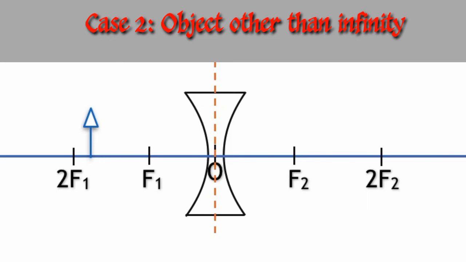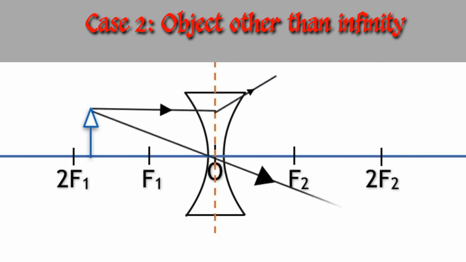Consider an object in contact with the principal axis, and from the top point we have to consider any two light rays. The first one we can consider parallel to the principal axis. Then after refraction, it seems to be diverging from the focus f1. And the second light ray we can consider is directed towards the optic center, and that will move without any deviation. So here we can obtain a virtual point of intersection.